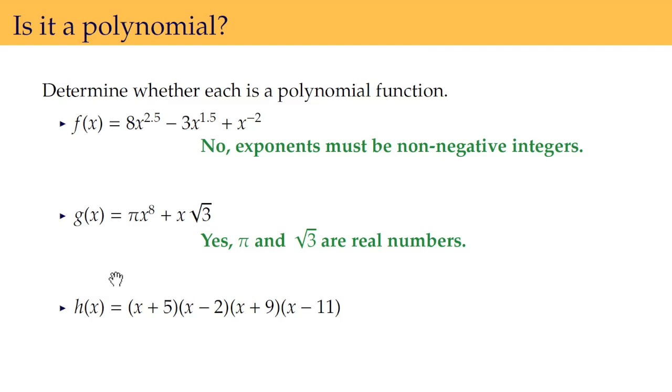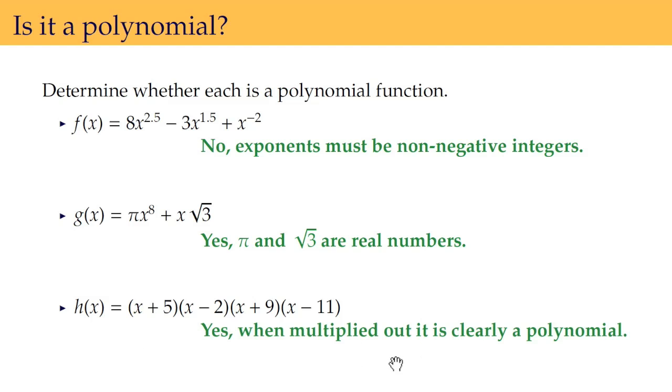And then finally, this looks nothing like our definition, but remember that definition said that the function can be written in that form. I could multiply all of this out, and I would get something that very clearly looked like the polynomials that we're used to working with. So when you multiply this out, it is clearly a polynomial. This is still a polynomial function.